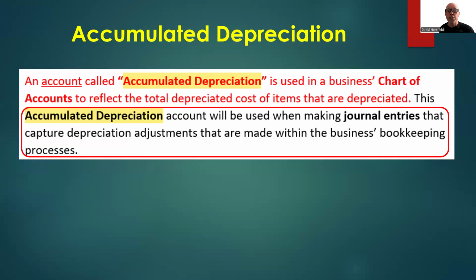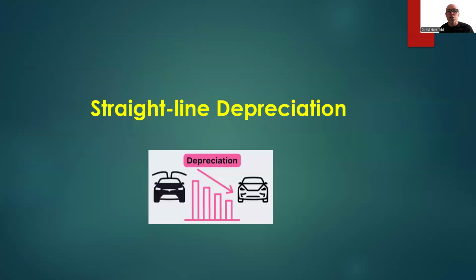This accumulated depreciation account will be used when making journal entries. Yes, this is going to lead to journal entries that capture depreciation adjustments that are made within the business's bookkeeping process. So accumulated depreciation is a new account in the chart of accounts, a new drawer in the filing cabinet, right? The mental image of the filing cabinets as we understand accounts. Okay, so this idea of journal entries, right? Journal entries are going to be coming our way. And this idea of straight line depreciation, which is one of the many different methods for applying depreciation.